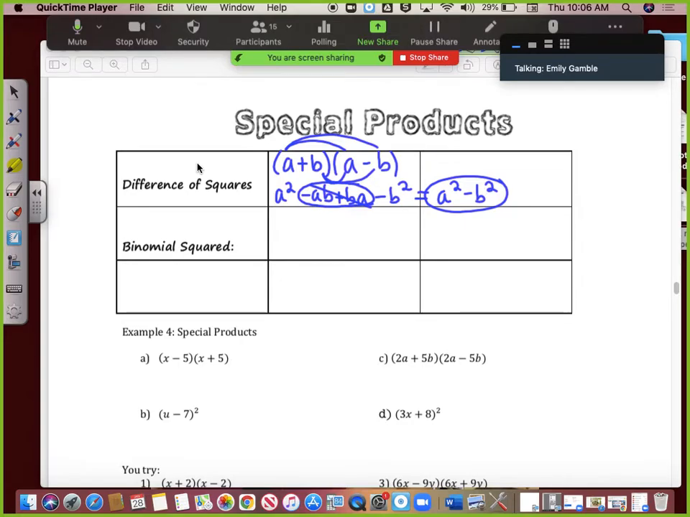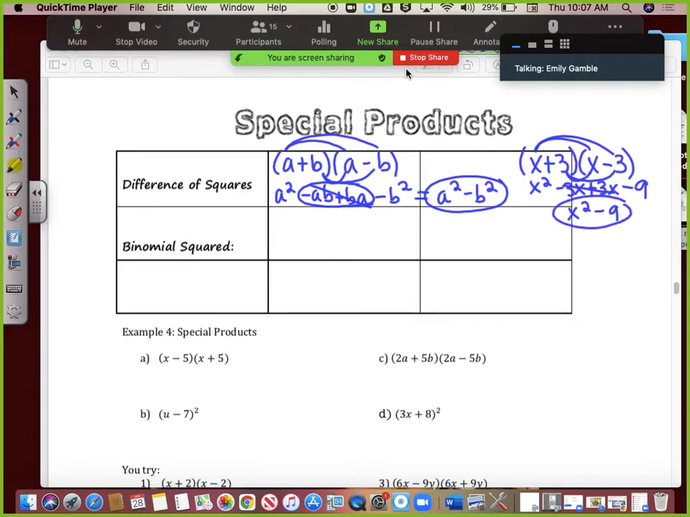If we have real numbers like x plus 3 times x minus 3, there are two ways you can solve this problem. You can solve it normally by FOILing. X times x is x squared. X times negative 3 is negative 3x. 3 times x is a positive 3x. And 3 times negative 3 is negative 9. So you FOIL this as normal, and you'll see that the middle terms cancel out, since negative 3x and positive 3x add to 0. You're left with x squared minus 9 as your final answer.